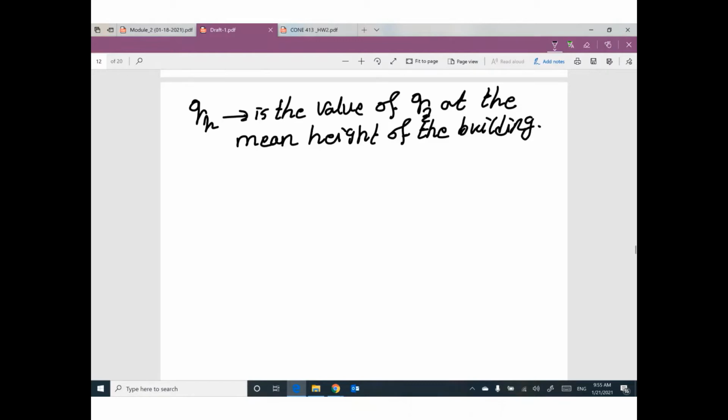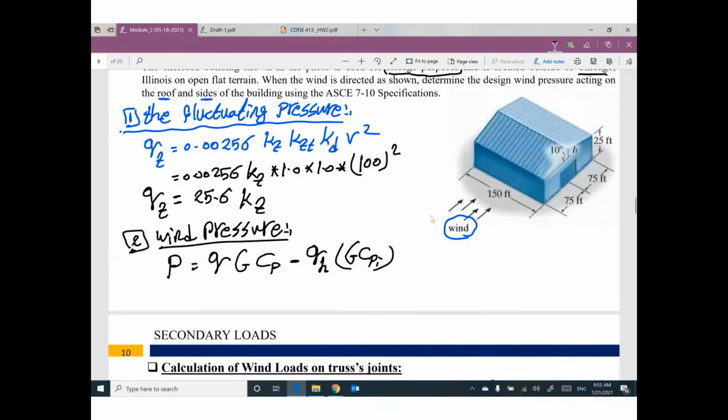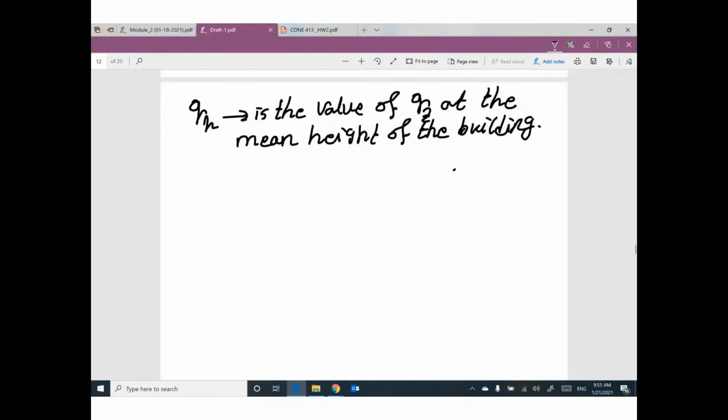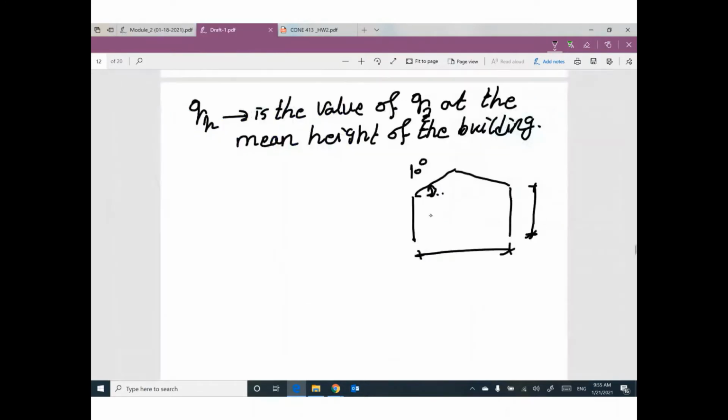I'm sorry, what do you mean? What is the height of this building? Can you tell me what is the height? Is it 25? This is the height of the building, 25? I don't think so. Your building looks like this. This length, this height, this angle, 10 degrees, I think. And 75, 75, 25. This one is 25. This one is 75, 75.